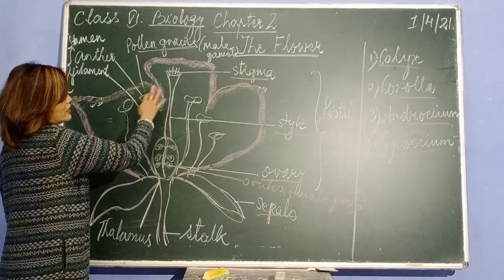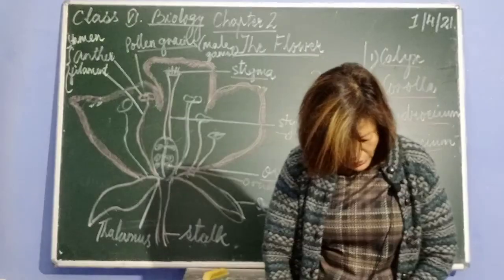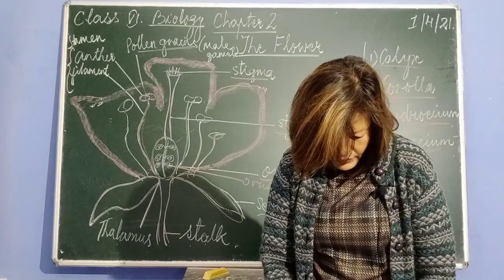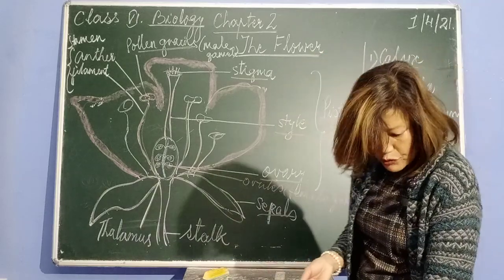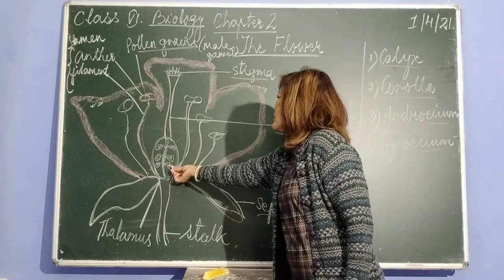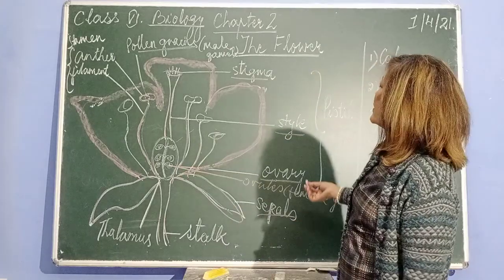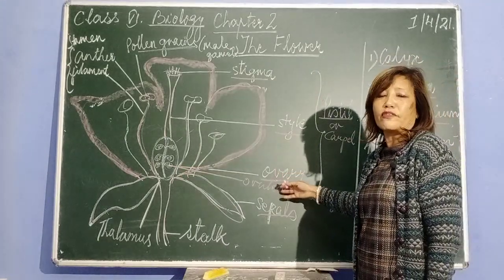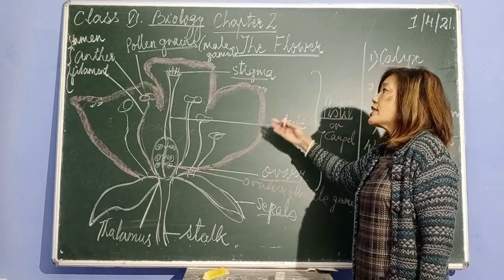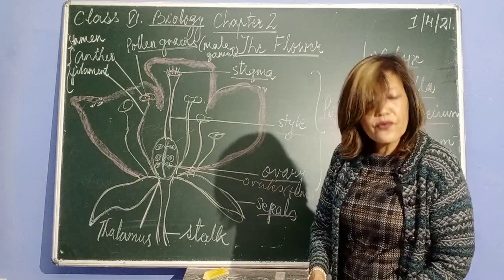So these are the different parts of a flower: calyx, corolla, androecium and gynoecium. And the ovules in the ovary contain the female eggs, female gametes. So children, these are the different parts of a flower, which is the reproductive part of a plant and plays an important role in the process of reproduction. So, thank you children.